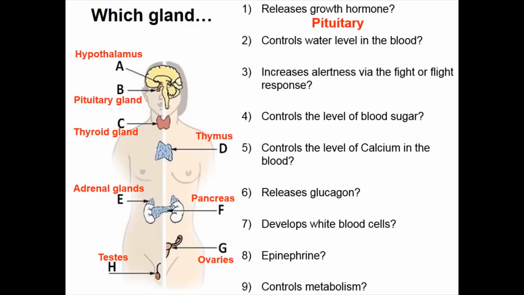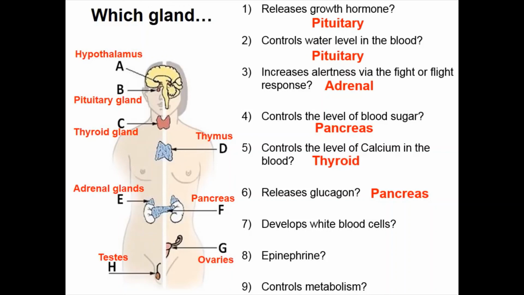Which one controls the water level in the blood? Well, that's the pituitary gland as well. Which one increases our alertness via the fight or flight response? Well, that's the adrenal glands. Which one controls the level of sugar in our blood? Well, that would be the pancreas. Which one controls the level of calcium in the blood? That would be the thyroid gland. Which one releases glucagon? That would be the pancreas again.